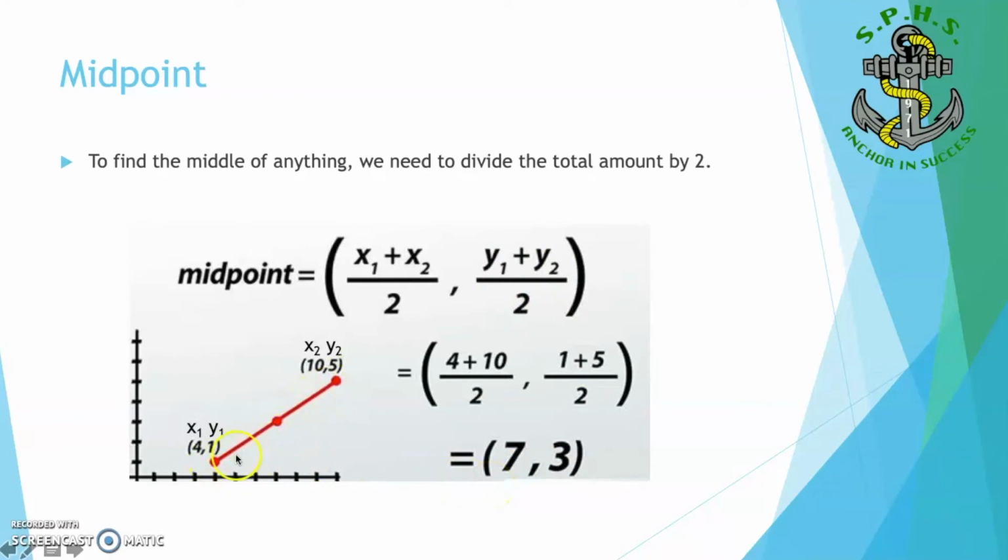On the graph, they have the points (4, 1) and (10, 5). To find the exact middle, we first label the points x1, y1, x2, y2. We substitute into the formula. We add the x's. 10 plus 4 is 14, and 14 divided by 2 is 7. 5 plus 1 is 6, and 6 divided by 2 is 3.